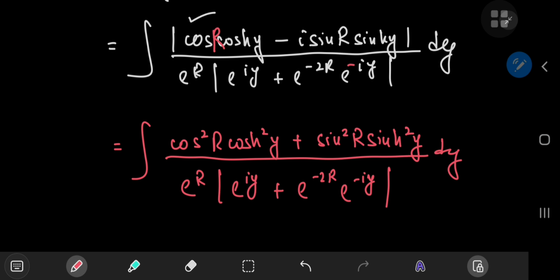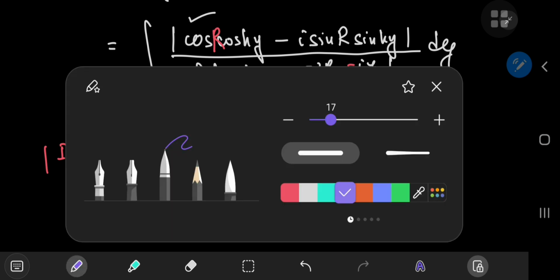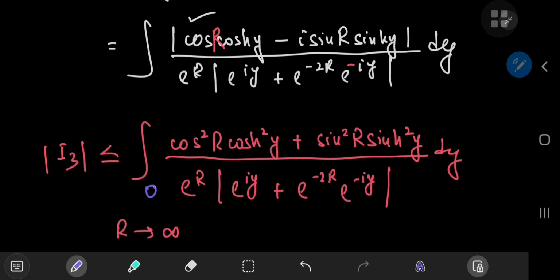Okay, so let's perform some analysis here. So we know that the absolute value, the modulus of I sub 3 is less than or equal to the integral on the right hand side. And in the limit as r goes to infinity, we can say something definitive about the behavior of the integral. And we're integrating from 0 to pi, of course, once again.